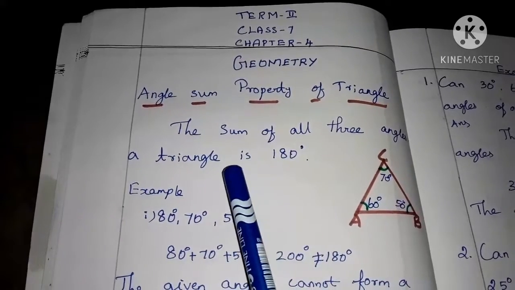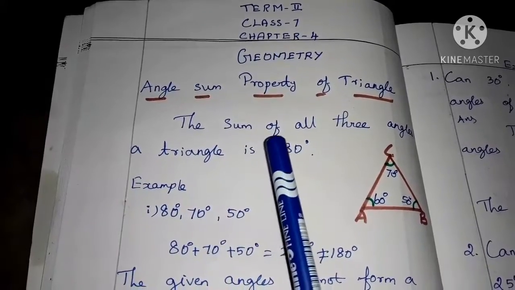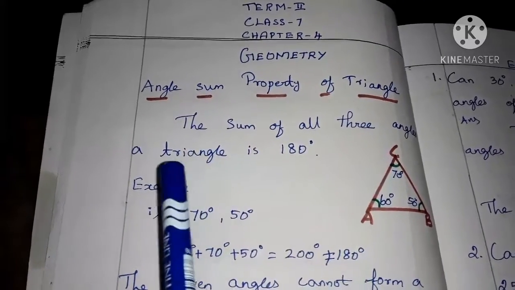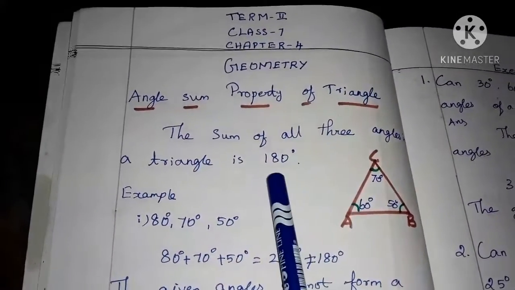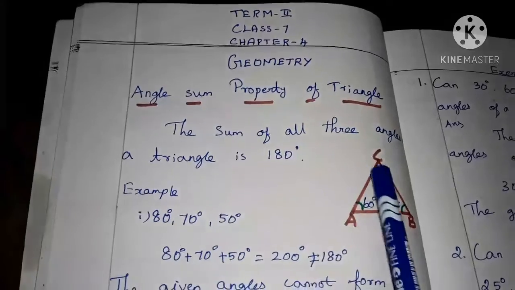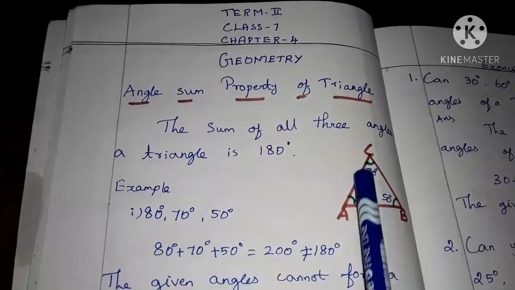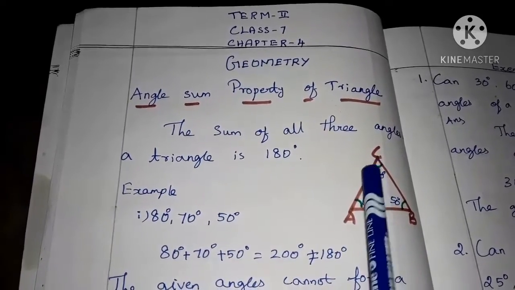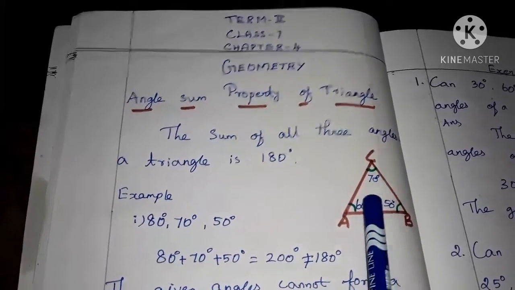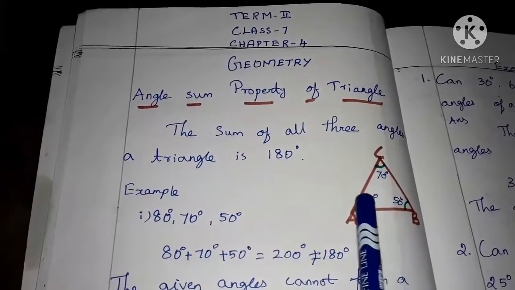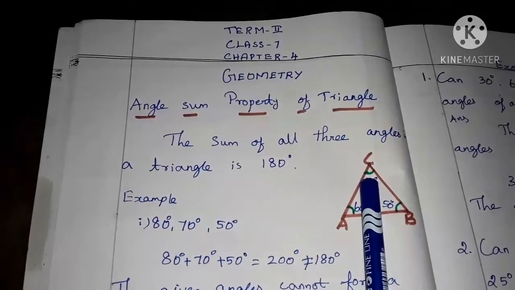The first one is the angle sum property of a triangle. So what is the angle sum property of a triangle? The sum of all three angles of a triangle is 180 degrees. In a triangle, we have three angles, and the sum of all three angles is 180 degrees.